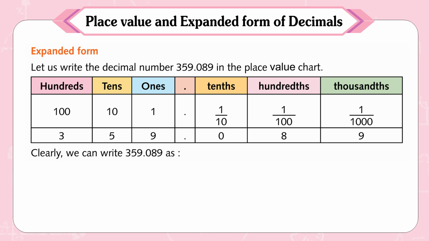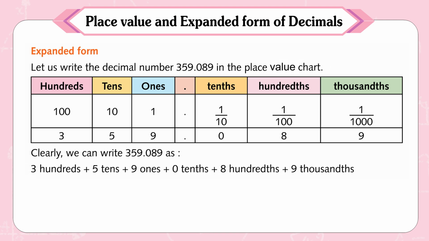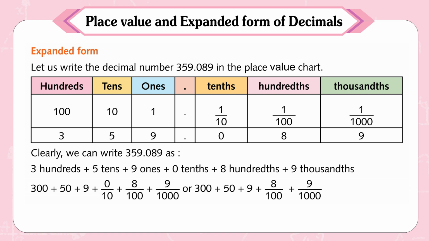Clearly, we can write 359.089 as 3 hundreds plus 5 tens plus 9 ones plus 0 tenths plus 8 hundredths plus 9 thousandths. That is, 300 plus 50 plus 9 plus 0 by 10 plus 8 by 100 plus 9 by 1000, or 300 plus 50 plus 9 plus 8 by 100 plus 9 by 1000. This is the expanded form of 359.089.